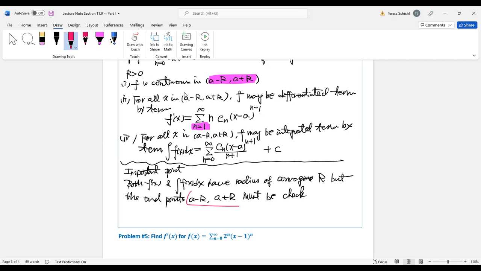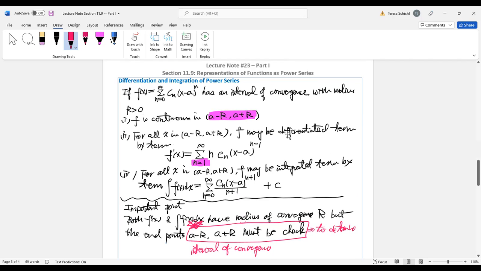Because you remember, in the previous lecture, section lecture number 22, when we talked about the power series, we said we want to check the interval of convergence here. You have to check the endpoints, right? So that's why the endpoints have to be checked to determine the interval of convergence here.